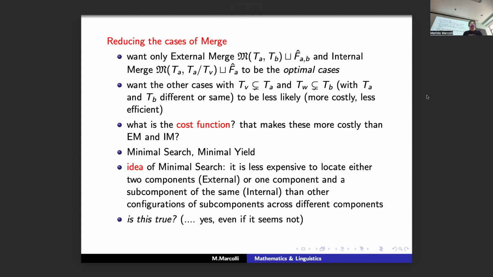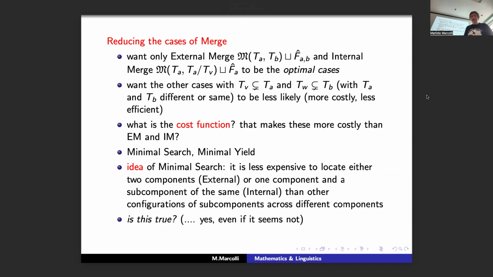Okay, so now we know which are the things that you want to keep, and let's see how we get rid of the other ones. So we want to introduce some kind of cost function with respect to which external and internal merge are going to be the most cost-effective terms.